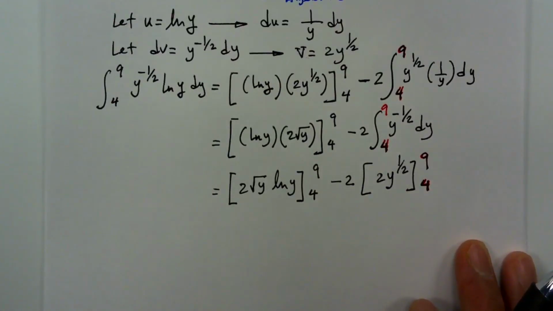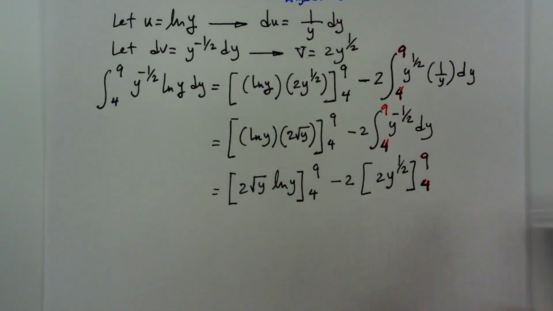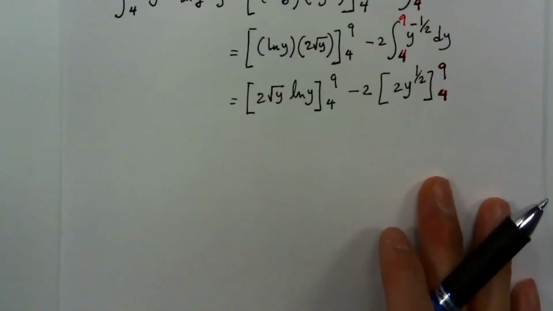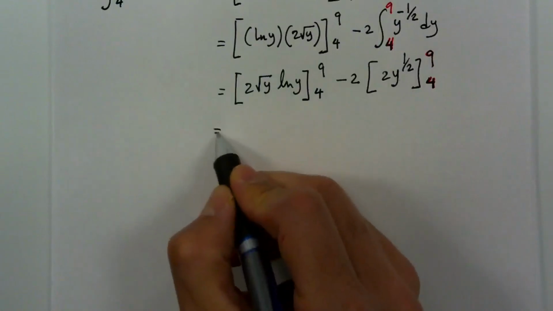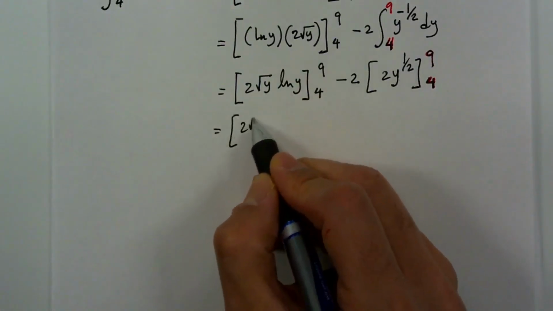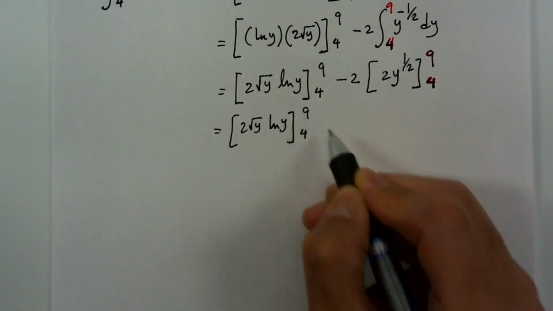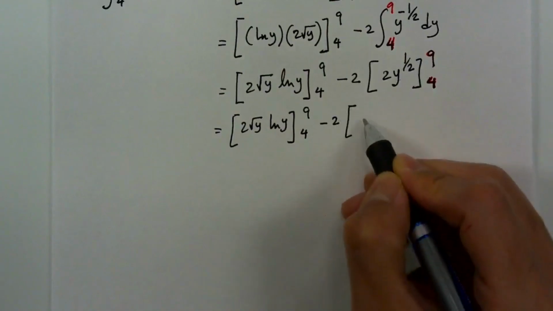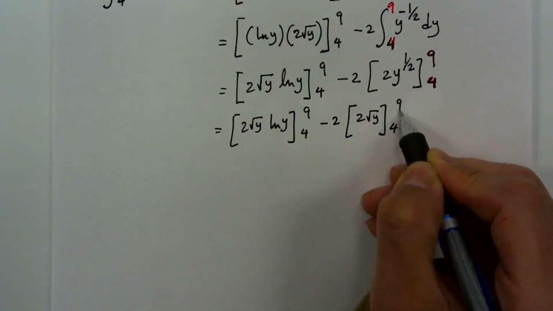Okay, so now if everything is done, we can go ahead and apply these limits. By the way, that's also square root of y, right? So let me do that. So 2 square root of y, natural log of y, from 4 to 9, minus 2 times 2 square root of y, going from 4 to 9.